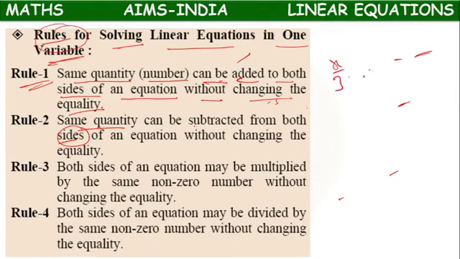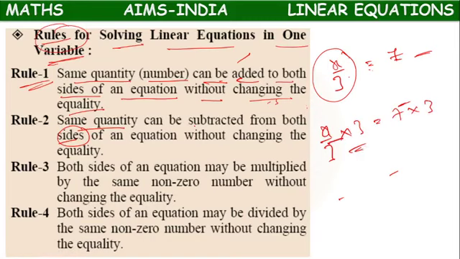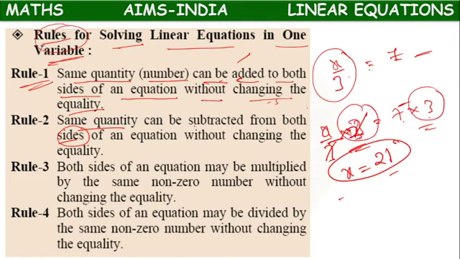Suppose if I have x by 3 equals 7, so we want to remove the by 3. What we can do? With the 3 we can multiply on both sides. 3 cancel. x equals 7 times 3, 21. With the same number we can multiply on both sides, but the same number has to be a non-zero number. Both sides of an equation may be multiplied by the same non-zero number without changing the equality.